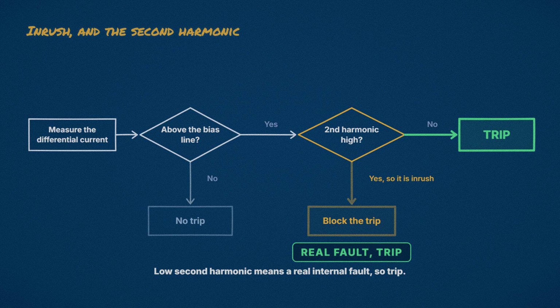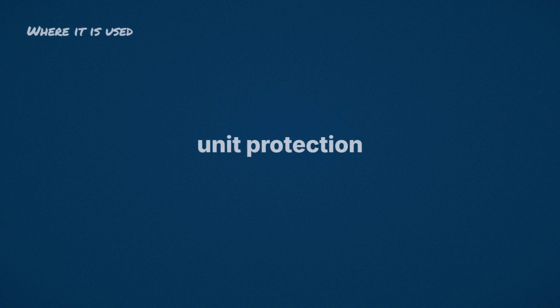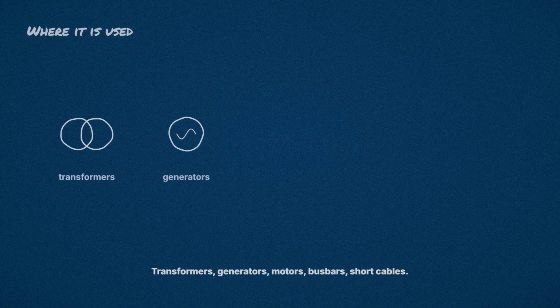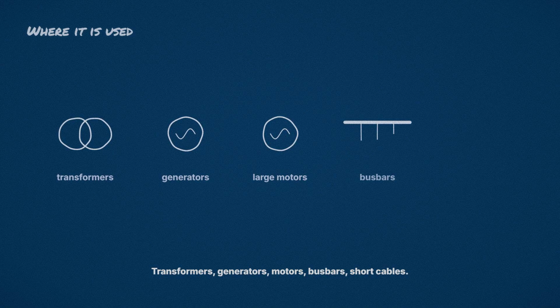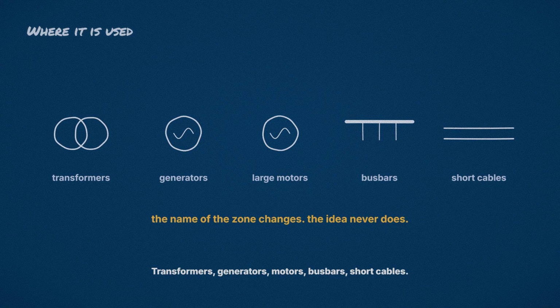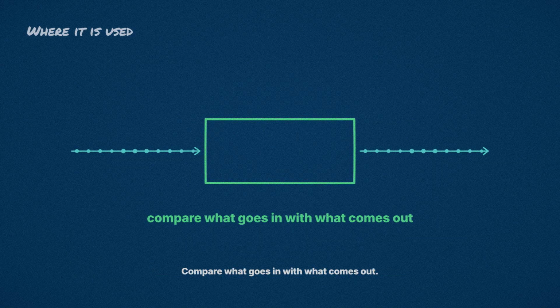So where do we actually use all of this? Differential protection is the main protection for high-value equipment. Engineers call it unit protection because it protects one defined unit and nothing beyond it. We use it on power transformers, on generators, on large motors, on substation bus bars, and on short cables and lines. The name of the zone changes each time. The idea never does. Compare what goes in with what comes out.